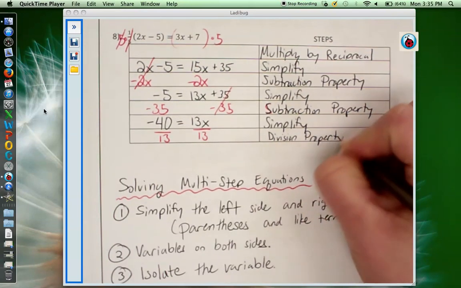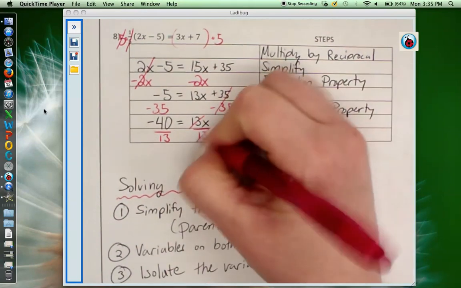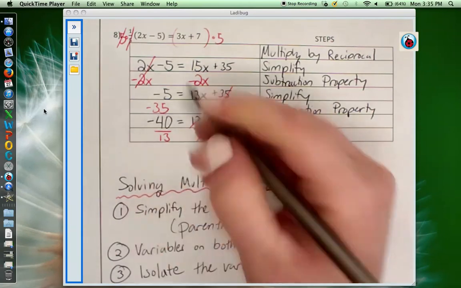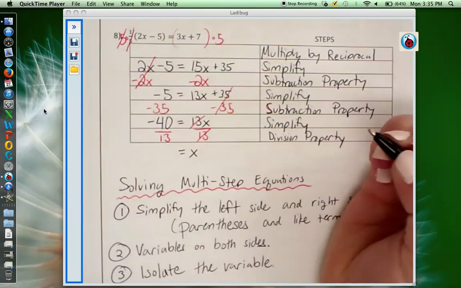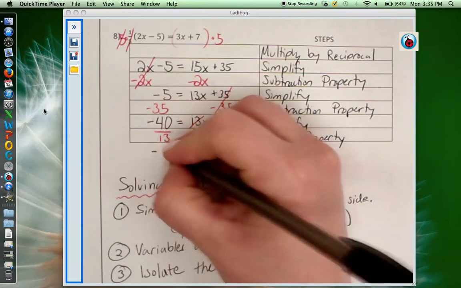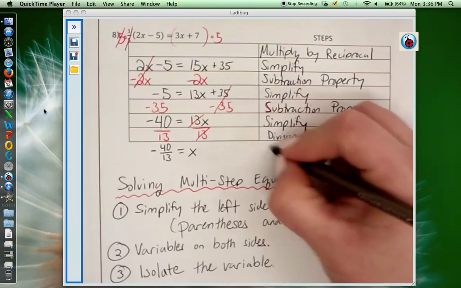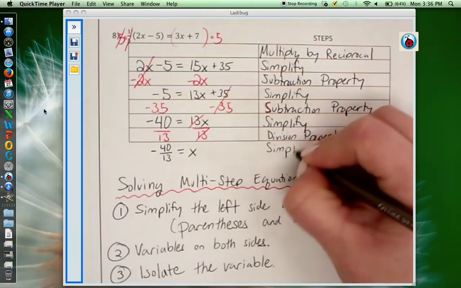That I can divide both sides of the equation by the same number, and it doesn't actually change the equation. It's just moving things around. I'm going to cancel those 13s, so I have x by itself. That's good. And 13 doesn't go into 40, so I'll just leave my answer as this fraction, negative 40 13ths. And I did that by simplifying.